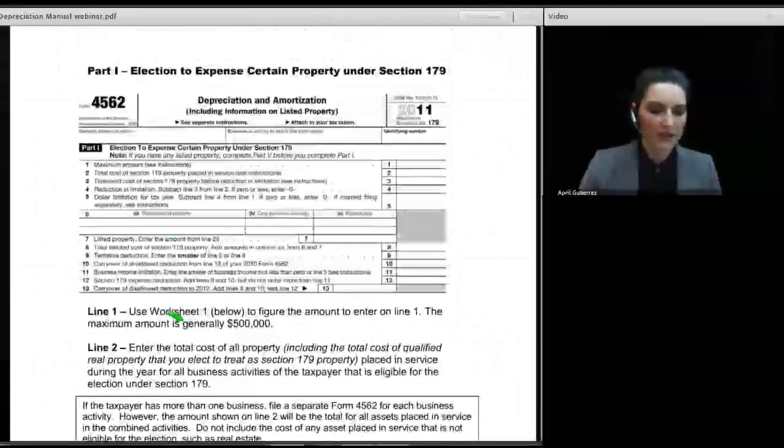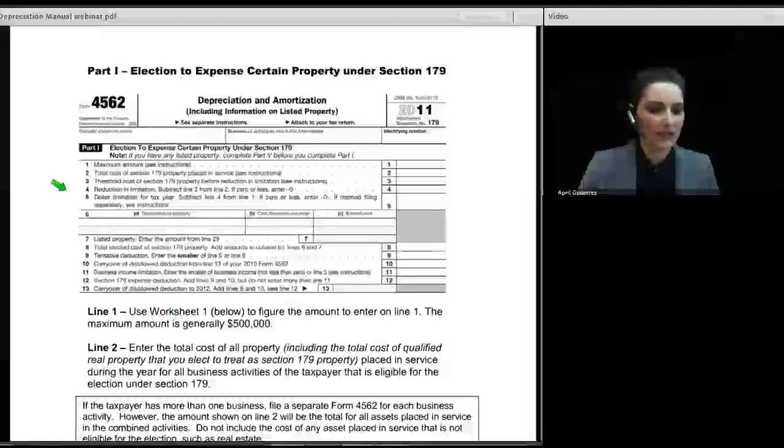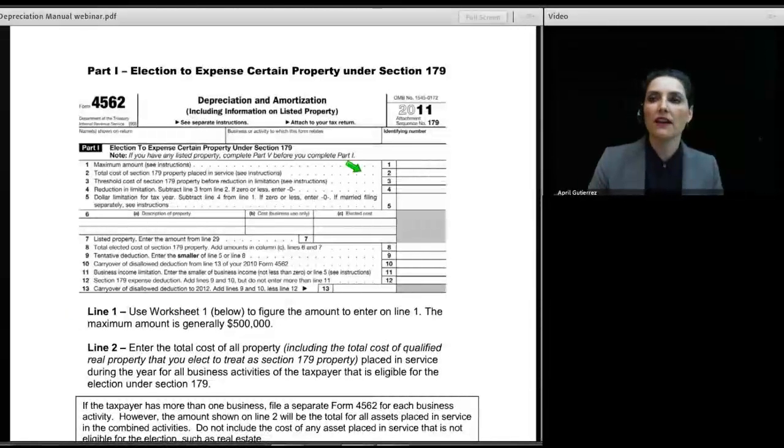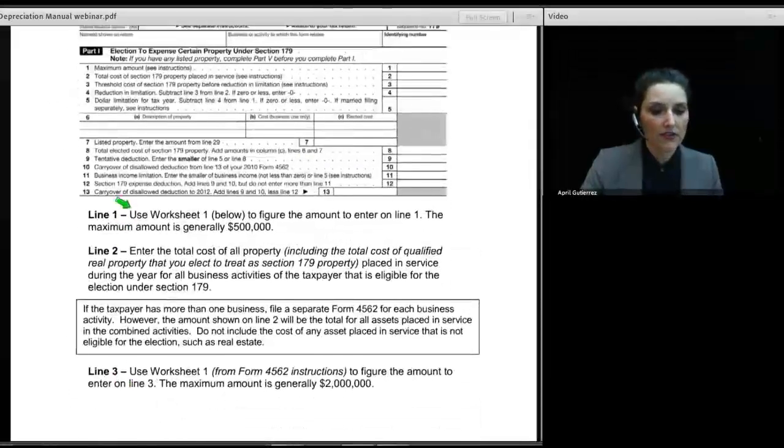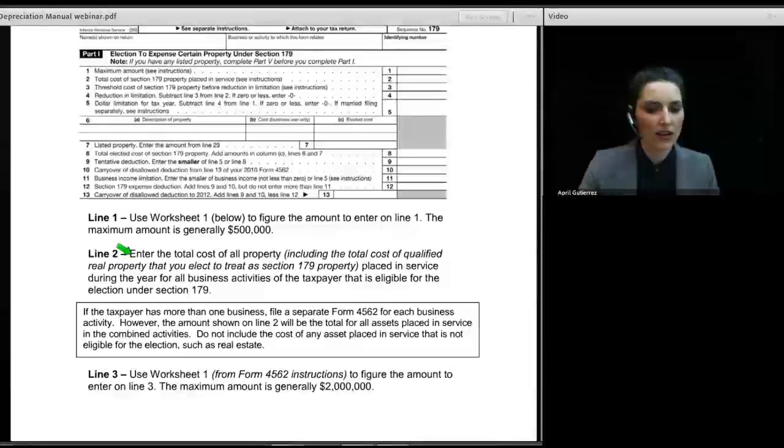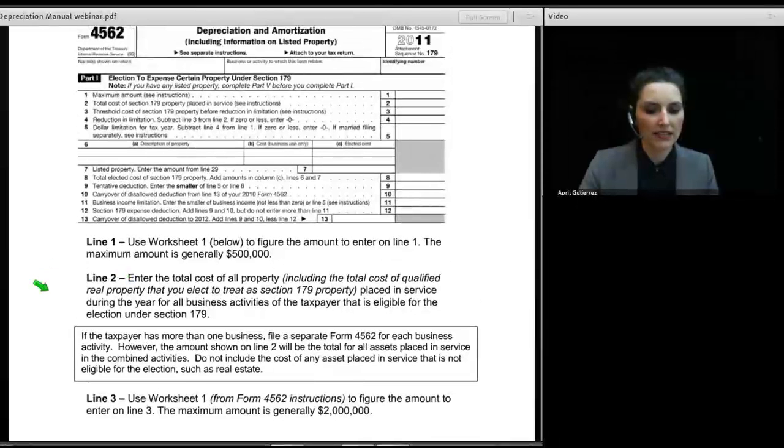All right, so 4562, I'm taking it section by section, and the first section is Part 1. On line 1, you need to fill out a worksheet to figure the amount to enter, because that amount may be 500,000, but it could also be more than 500,000, and in certain situations you might be limited to less than 500,000, in the case of leasehold improvements, for example. You enter the total cost of all property, including the total cost of qualified real property that you elect to treat as Section 179 property placed in service during the year, on line 2. And we've seen how that works.